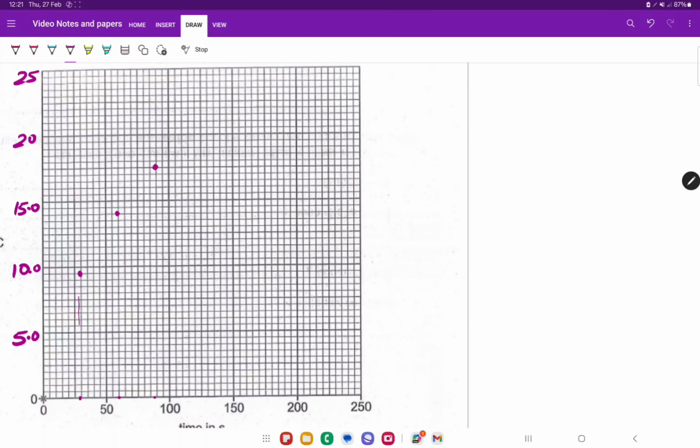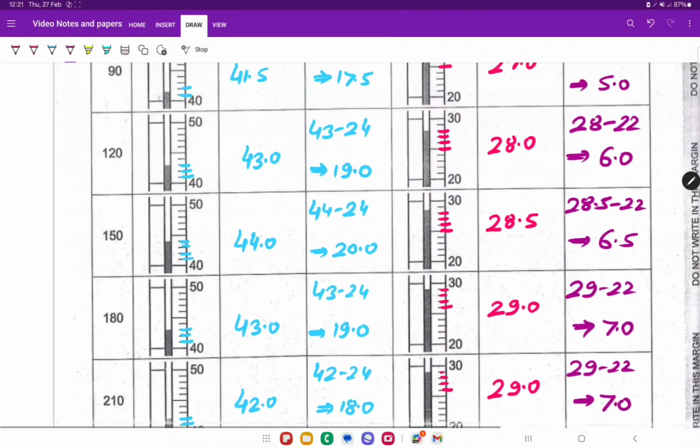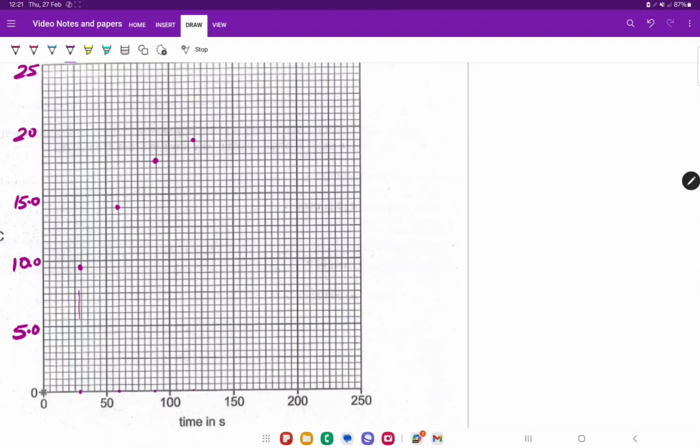Okay. Now the next is 19 at time 120 seconds. This is my point 19. Now at 160 seconds, it's 20. This is 150, and this is 160, and it is 20. So when I talk about 20, it will be around this point. This is my graph point 20.